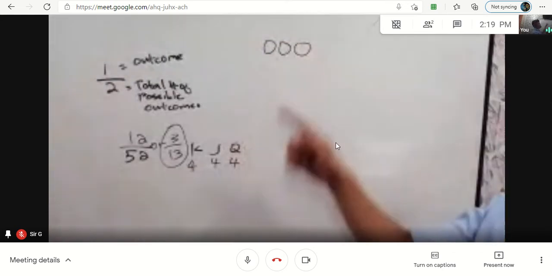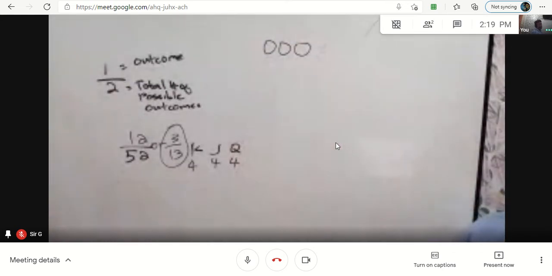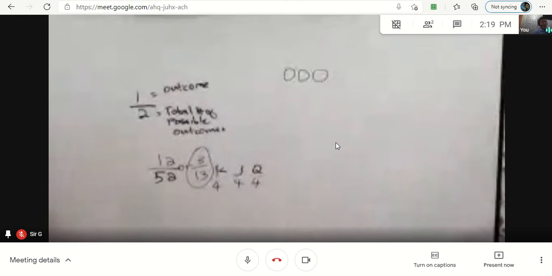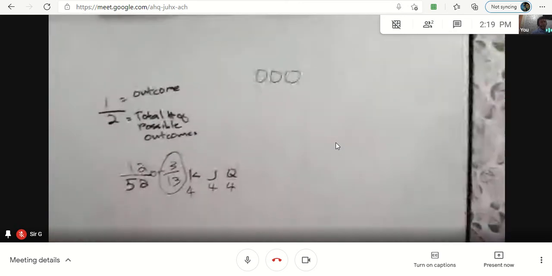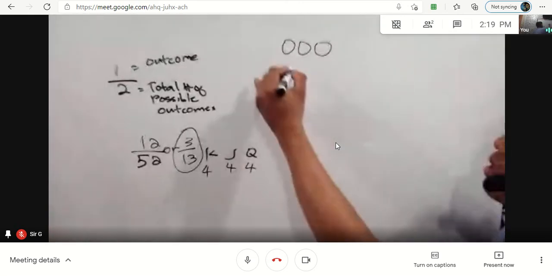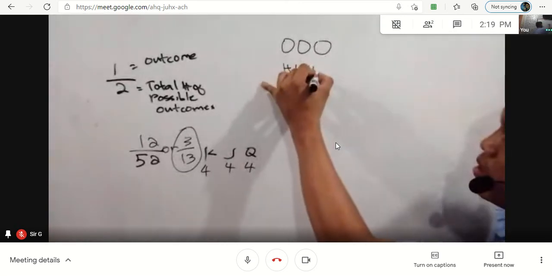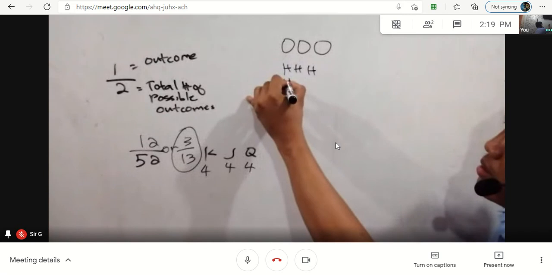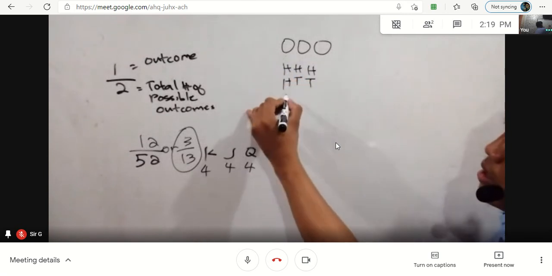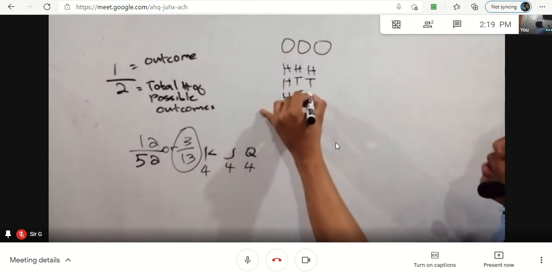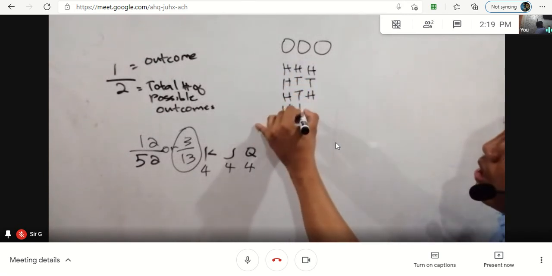Ano ba yung mga possible na lumabas if you are going to toss 3 coins? So, ano yung mga maaaring lumabas? So, maaaring lumabas dyan is head, head, head, head and tail, HTT, diba? HTH, and also HHT.